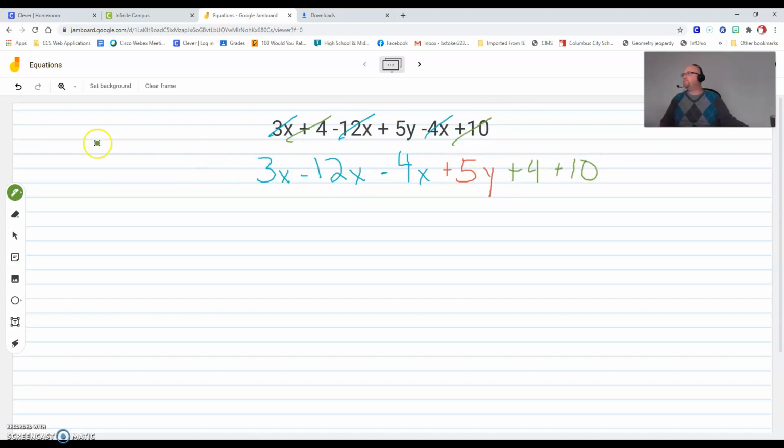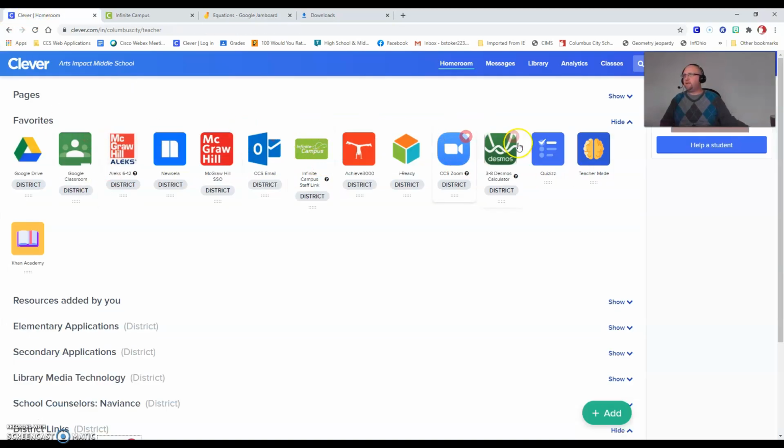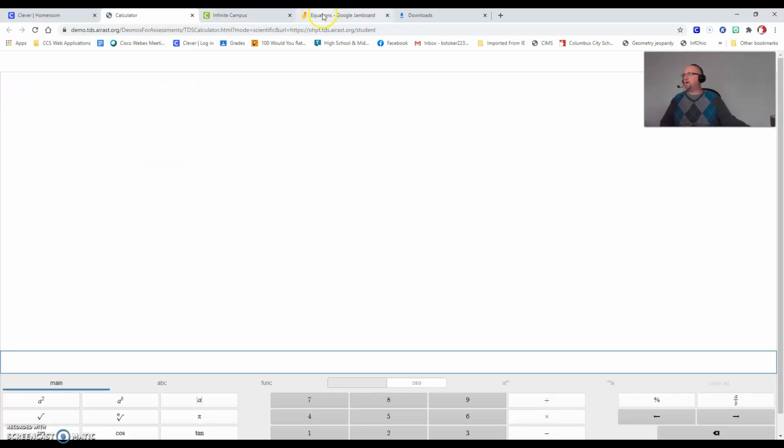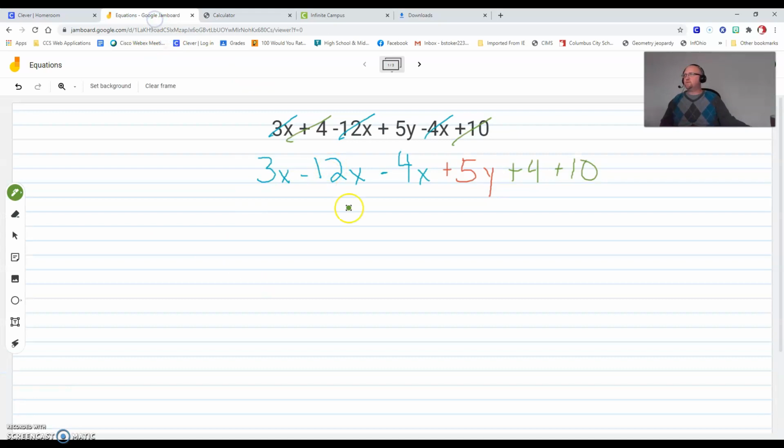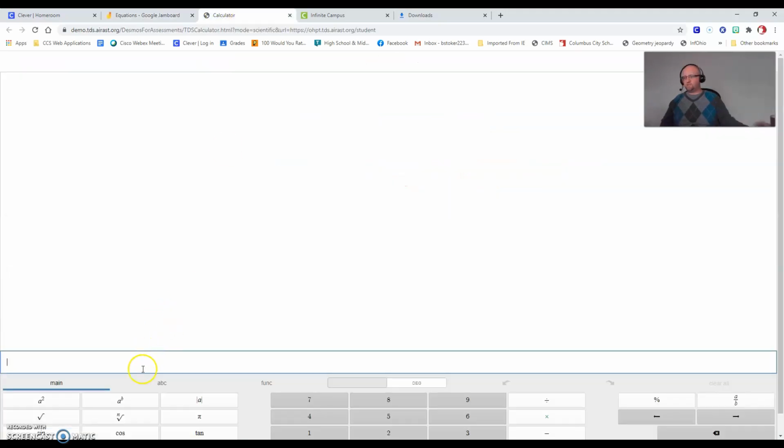And then from there, I would always recommend using your calculator, especially if you're not extremely comfortable keeping your signs straight. So the first thing I'm going to do is combine these terms right here. I'm going to add the coefficients of 3, negative 12, and negative 4. So I'm just going to punch it in just like that: 3 minus 12 minus 4.